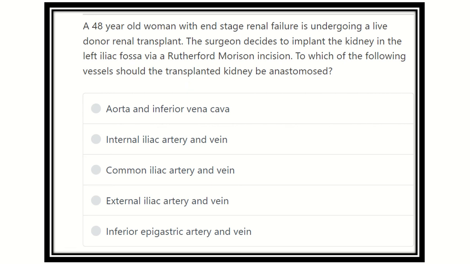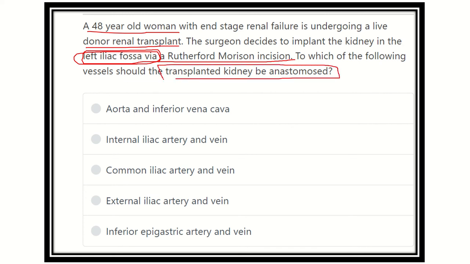So here we can see a 48 year old woman with kidney damage. She is undergoing a live donor renal transplant. The surgeon decides to implant the kidney in the left iliac fossa via a Rutherford Morrison incision. It is very important that the kidney is implanted in the iliac fossa. In case of left-sided kidney damage, we easily implant it in the left iliac fossa by the Rutherford Morrison incision. To which of the following vessels should the transplanted kidney be anastomosed?